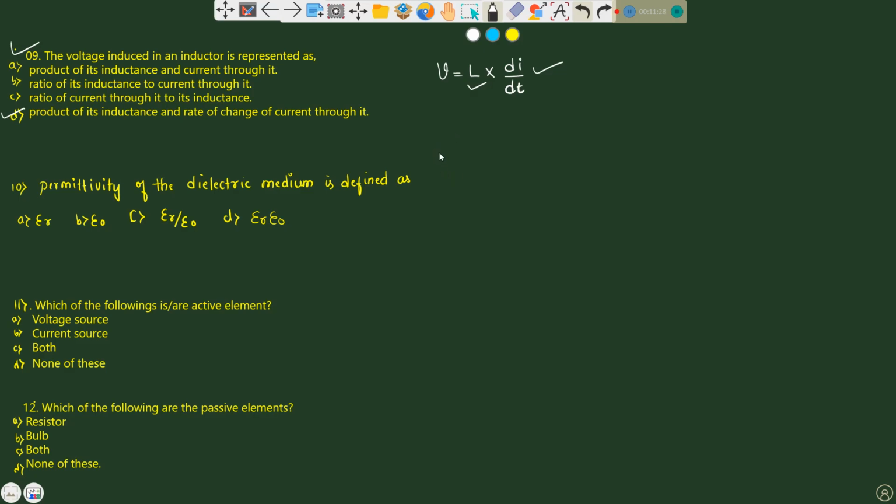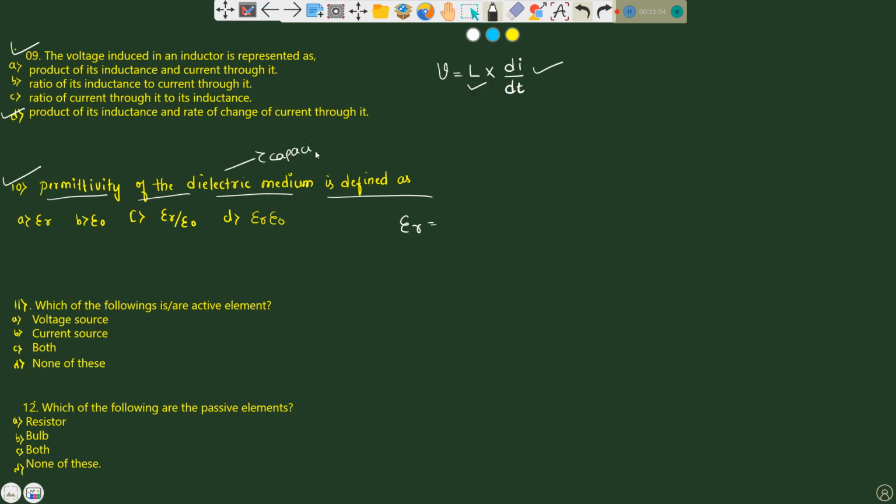Okay, so next we have permittivity. We have a question called permittivity of dielectric medium is defined as what? So first we need to see, we have relative permittivity. Permittivity is related with capacitance, whereas permeability is related with inductance. When dielectric comes, it talks about capacitance.